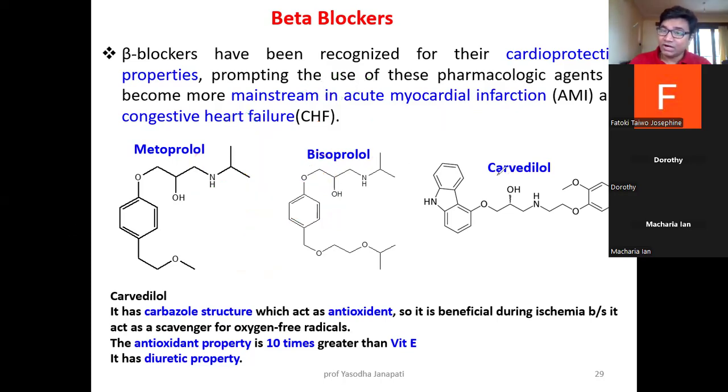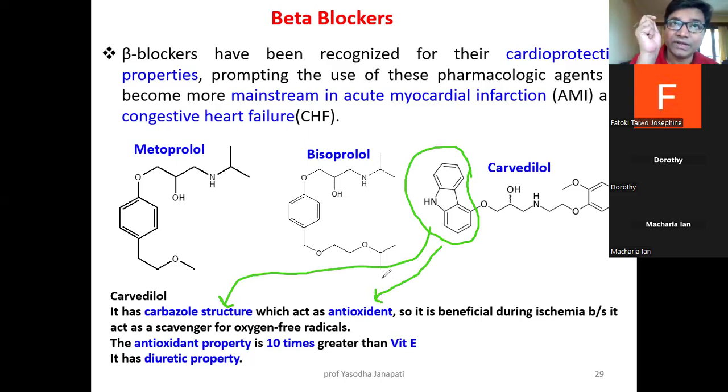Then bisoprolol, then carvedilol is a very good drug, I'm telling, because of this structure. This structure is called the carbazole structure. This carbazole structure is a very good antioxidant. In congestive heart failure, the heart is not pumping properly, so oxygen supply suffers and free radicals are generated. Free radicals cause more destruction to the heart. You can avoid that free radical generation by using vitamin E, but this drug itself has antioxidant action because of this carbazole.